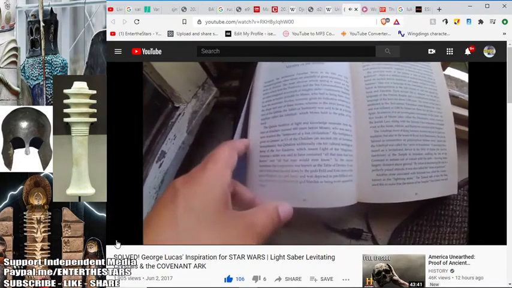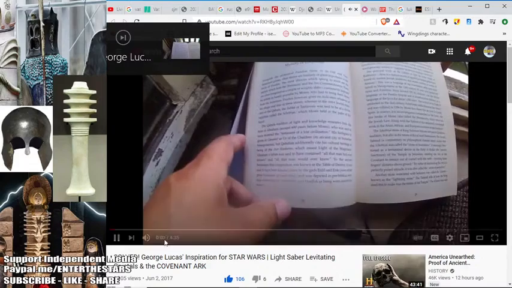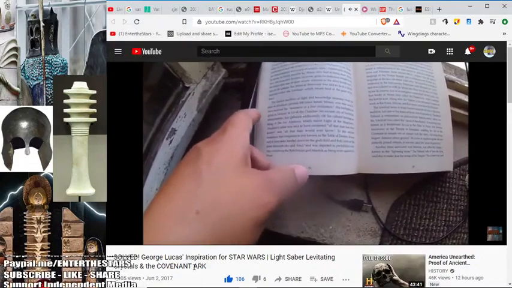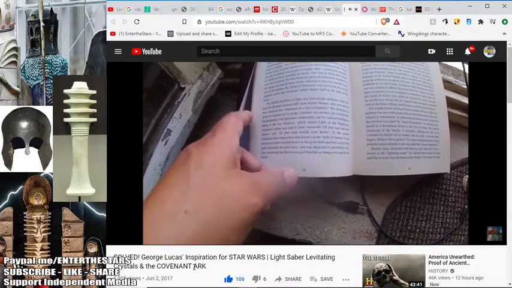Into the stars, and now it's obvious to me that George Lucas, his inspiration for Star Wars was that of the Kabbalah.